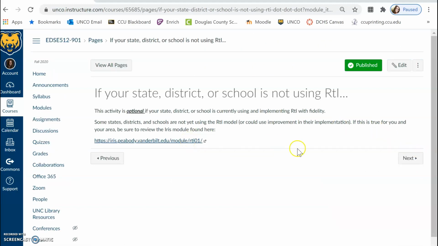Here is an article if RTI is not used or implemented with fidelity. If you do feel that your state and district or site that you are working at present is implementing RTI with fidelity, this one is optional for you. So do consider it regardless. It's a good additional resource to review.